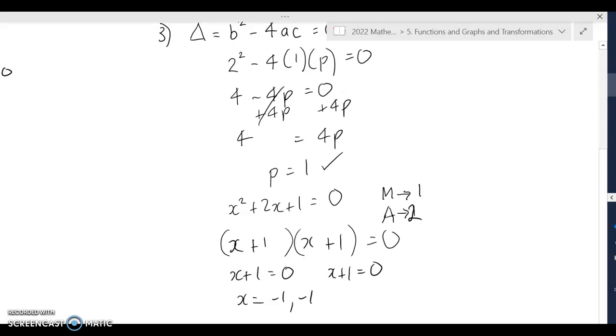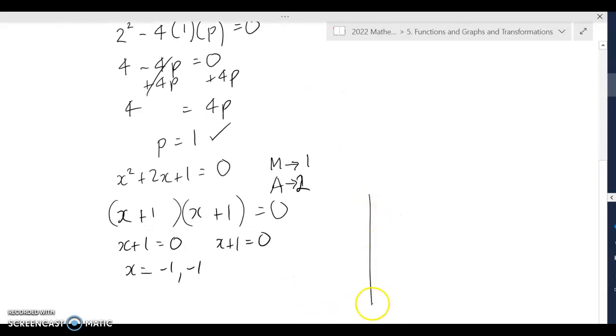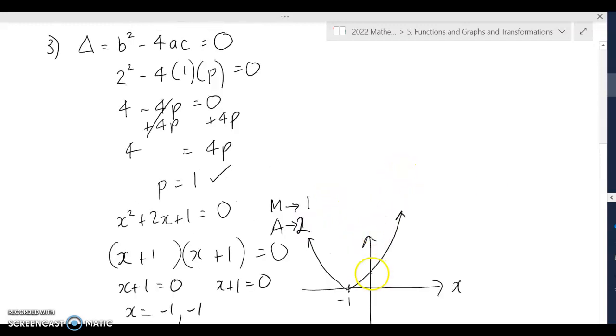Both the same value. Our graph would be cutting the x-axis. We'll have a zero or a root at minus 1 over here. There's a lot more sketching we can do, and we could find a little bit more information, but we've got the axis of symmetry down there. And that's a quick look at what that graph would look like.